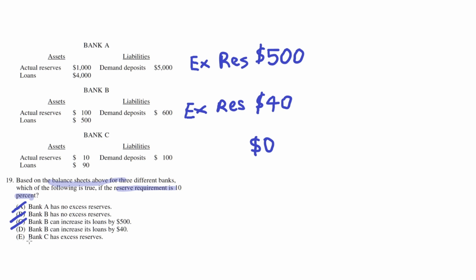Well, let's check E first. E. Bank C has excess reserves. This is incorrect because we saw earlier that the excess reserves for Bank C was $0. So we can eliminate answer choice E, and we know that the correct answer is D.